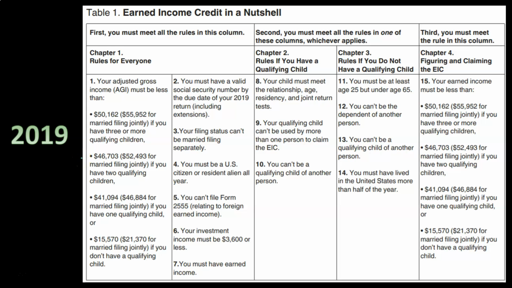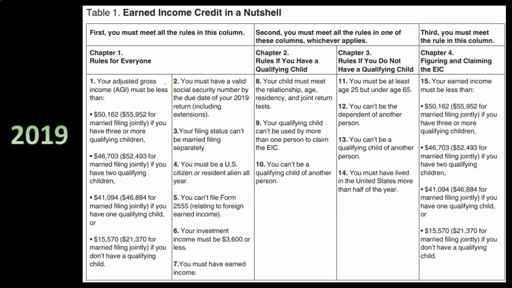So 46,703, 52,493 for married filing jointly if you have 2 qualifying children, 41,094 or 46,884 for married filing jointly if you have 1 qualifying child, and then 15,570 or 21,370 for married filing jointly if you don't have any qualifying children. So you don't need qualifying children in order to receive benefits from the economic impact or the earned income tax credit, but obviously the threshold of income is higher if you do have children involved in the equation.